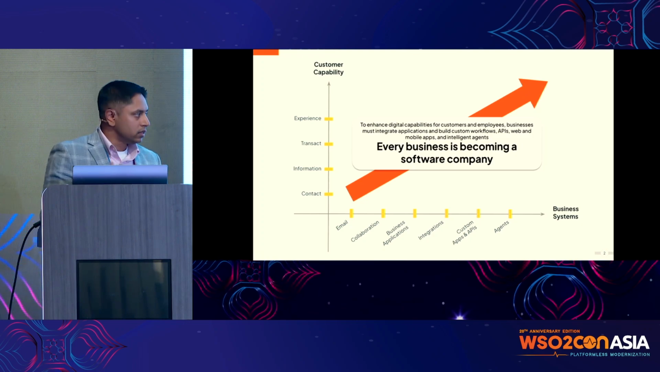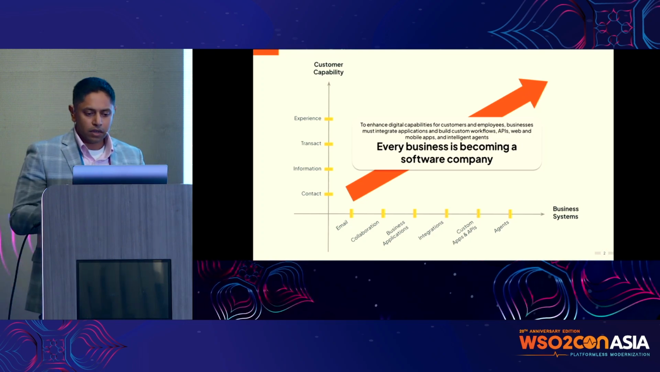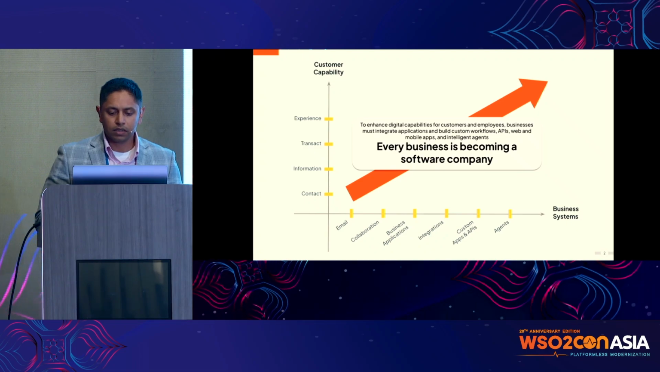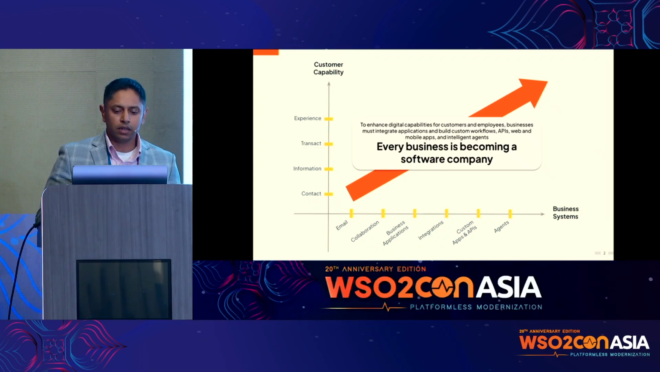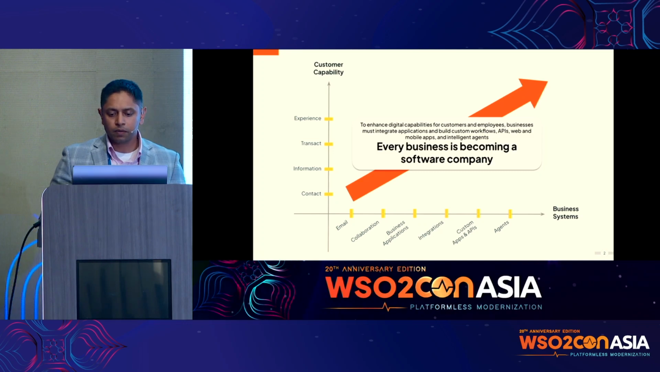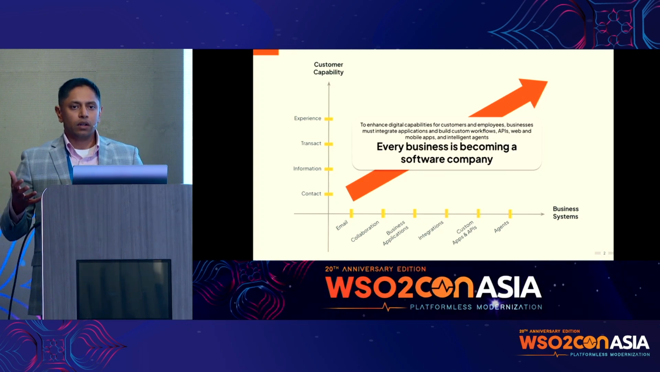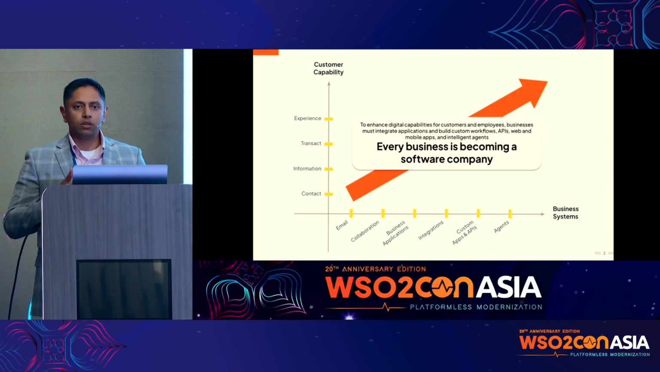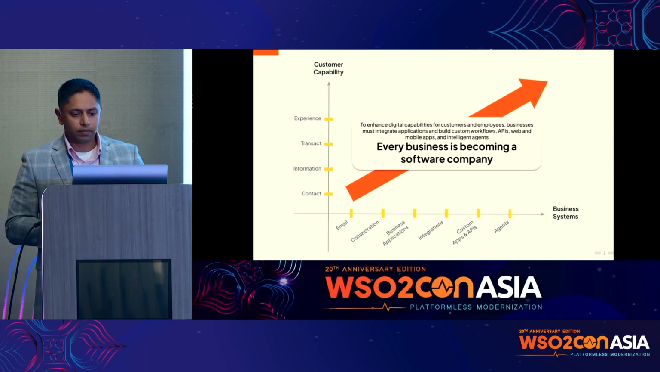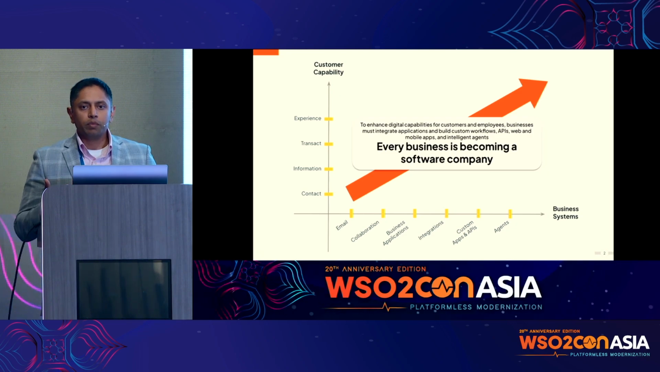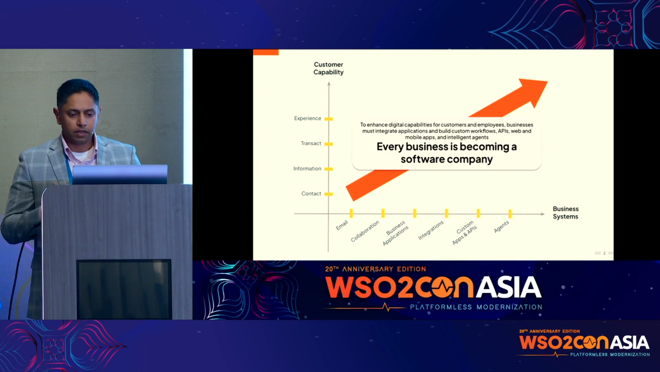On the x-axis, we see that first of all, we started with email, and these days what we see is that all businesses need complex integrations, custom APIs, custom apps, and now we are in the era of how to integrate intelligent AI agents into the customer experience. So the fundamental truth is that every business is now becoming a software business.